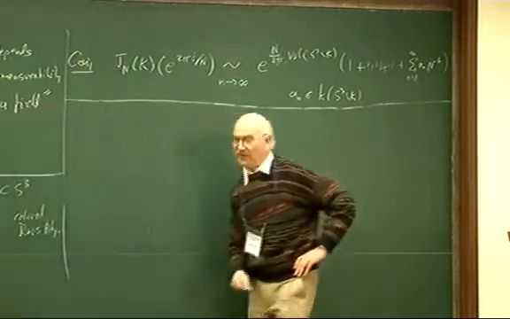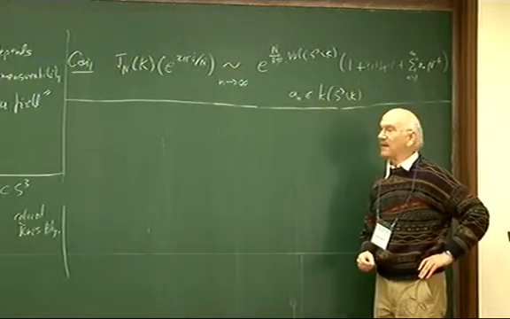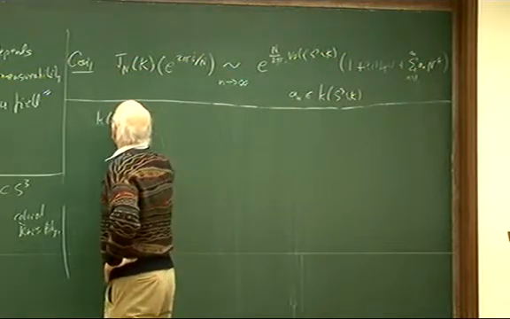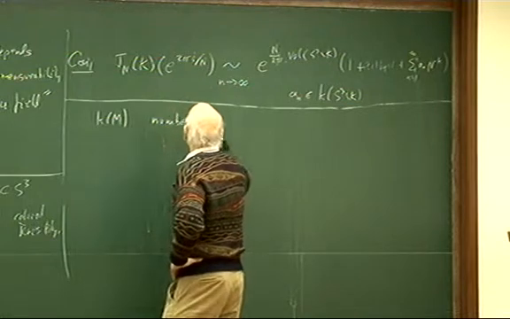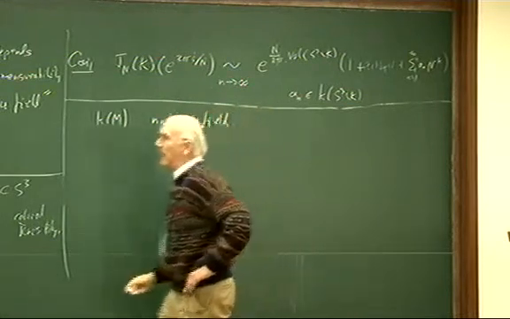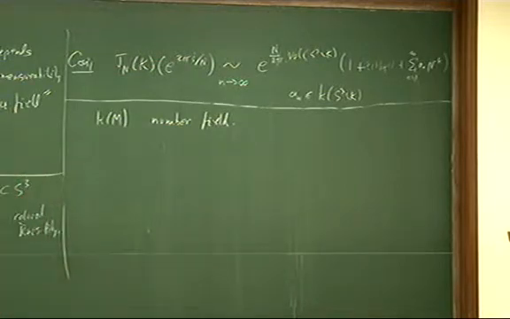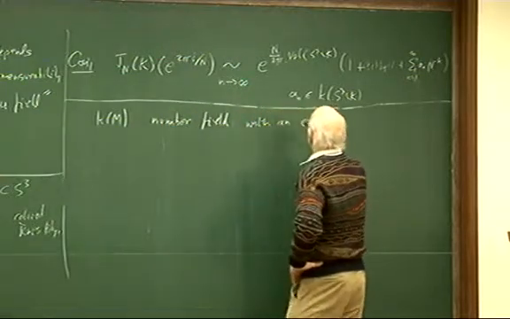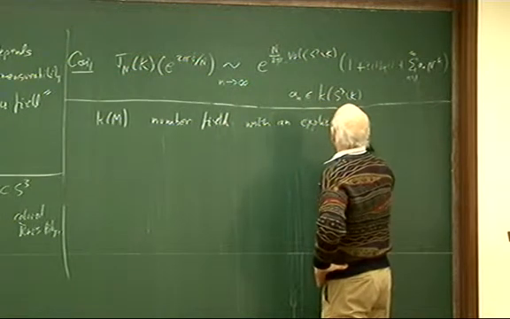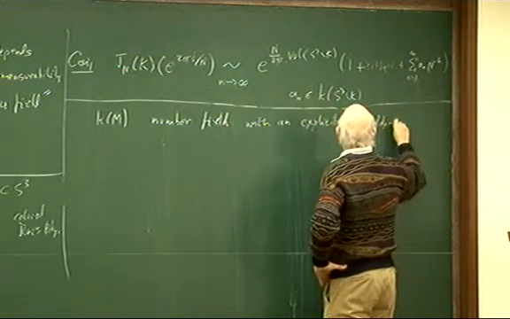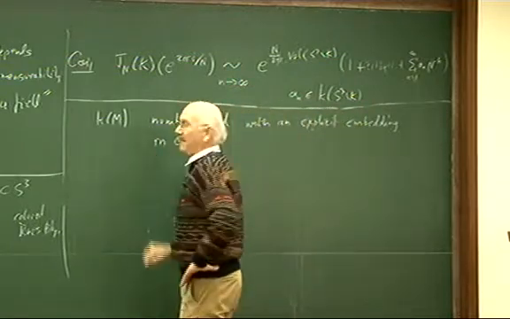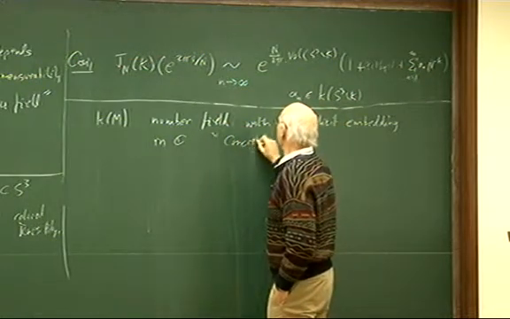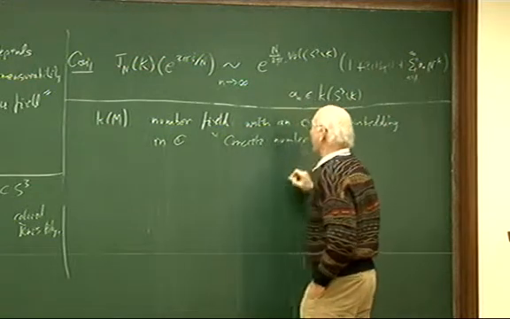So this invariant trace field is a kind of field of definition for our manifold. So K of M is a number field, but it's more than a number field. Notice that we came up with this number field as a subfield of the complex numbers. So it's a number field with an explicit embedding in the complex numbers. And this is what I like to call a concrete number field, as opposed to an abstract number field.